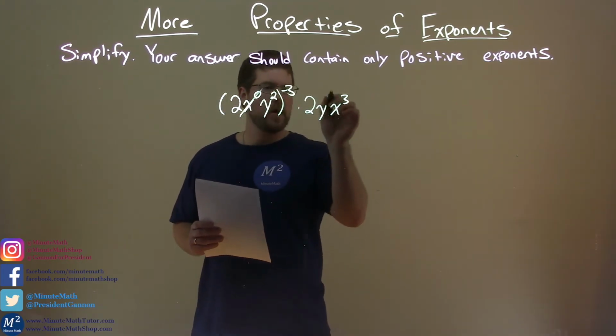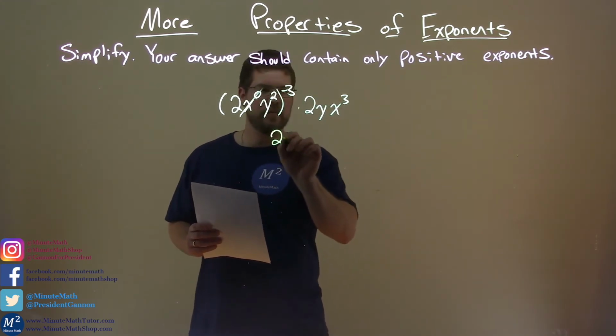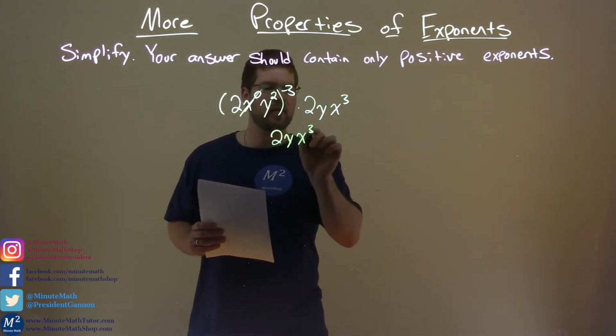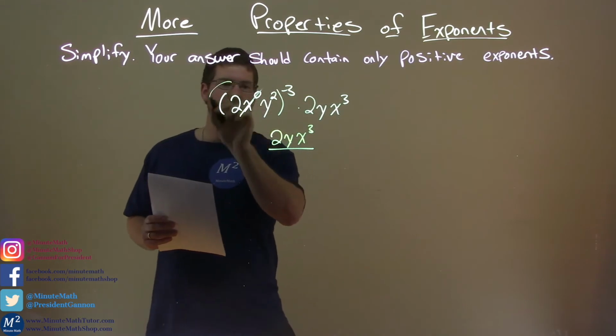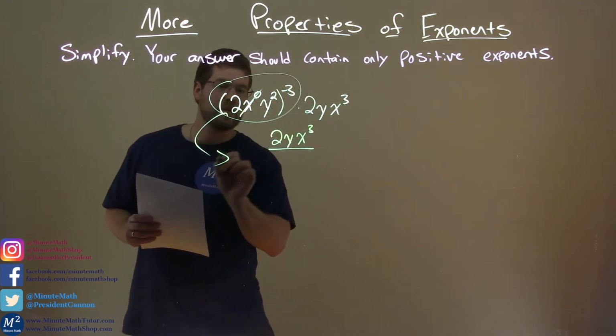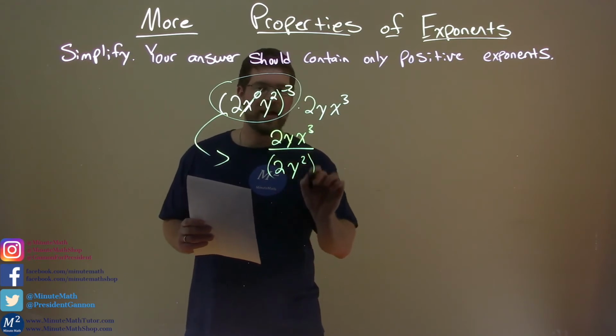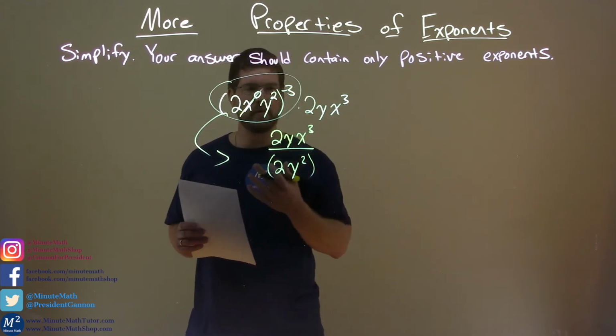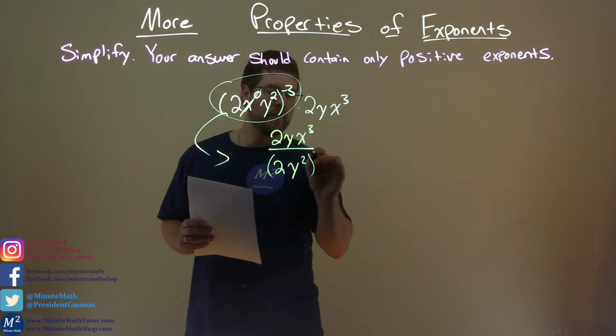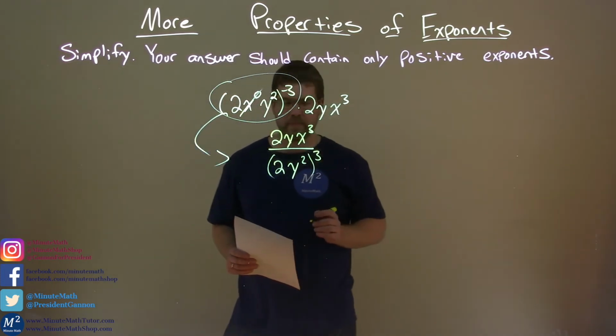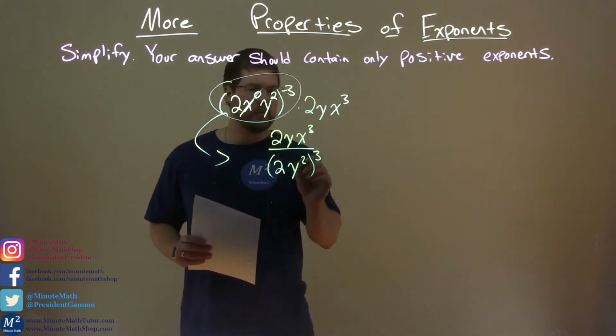3rd power. So I'm going to take this part here, leave it in the numerator, 2y x to the 3rd, but this part here is going to go down to the denominator. So we have 2y squared. Remember, the x to the 0 is just 1. Don't need to write that. And negative 3rd power becomes a positive 3rd power. Okay. Well, now let's distribute it.